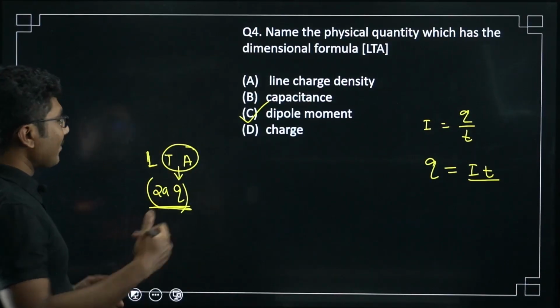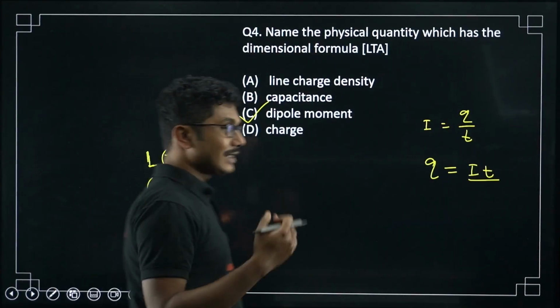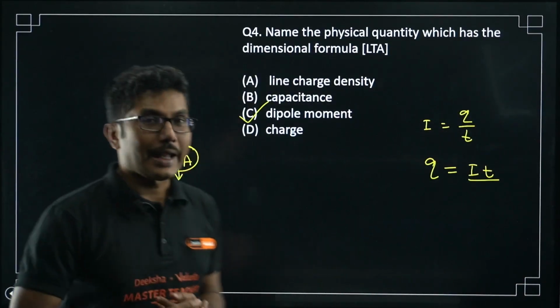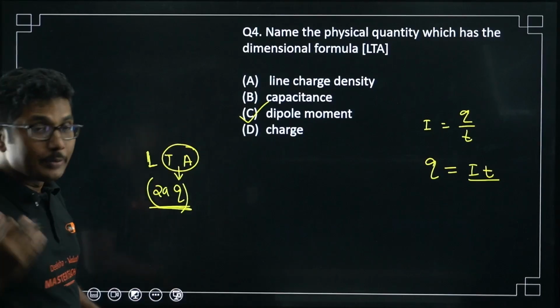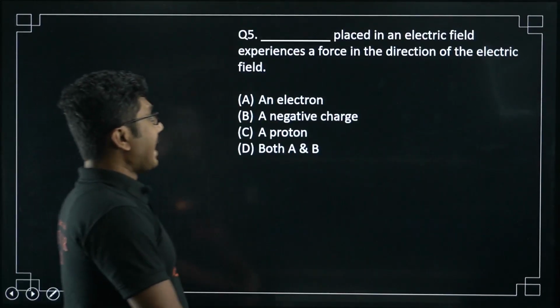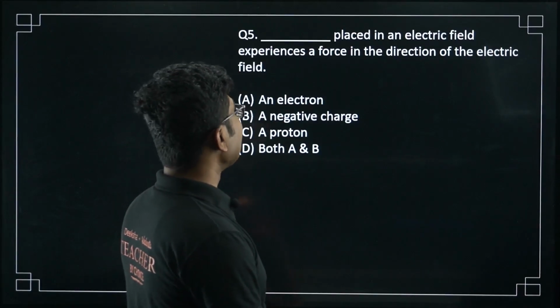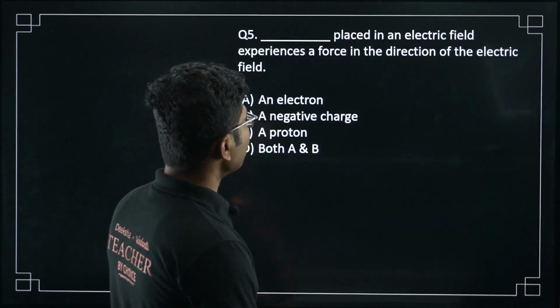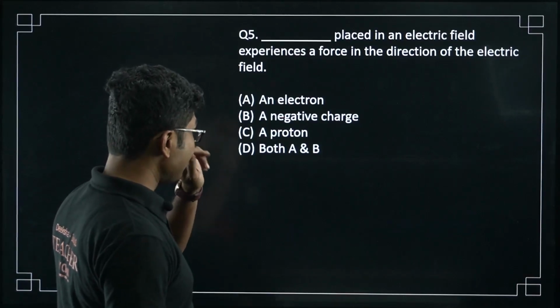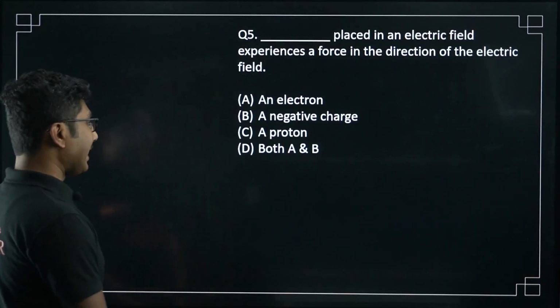So a very basic question. If you don't understand it, try to break it down if possible, and then you can figure out what could be the possible answer for this question. Now, a dash placed in an electric field experiences a force in the direction of the electric field. An electron, a negative charge, a proton, or both A and B.